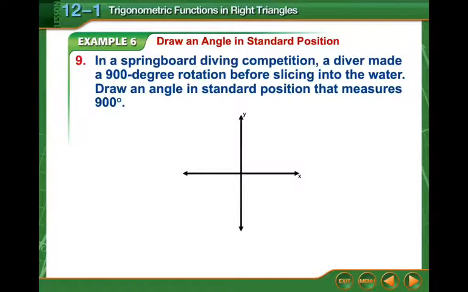This next one is a springboard diving competition. A diver made a 900-degree rotation before slicing into the water. We want to draw the standard position for 900 degrees. Remember, one rotation is 360. 900 is a lot more than that. So we would go 90, remember, that's 90, right? So we do that 10 times. 1, 2, 3, 4, 5, 6, 7, 8, 9, 10. Well, that's your 900-degree angle. A spiral.